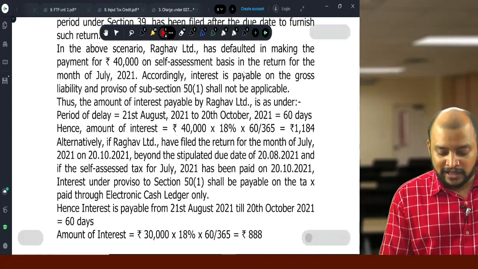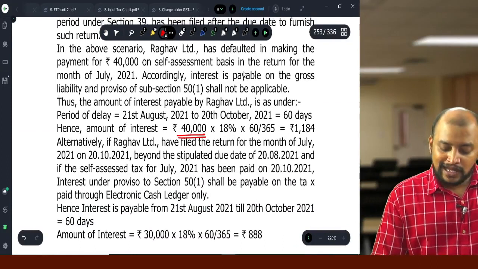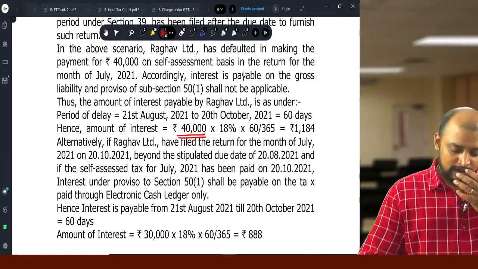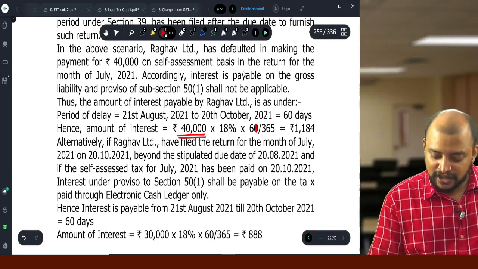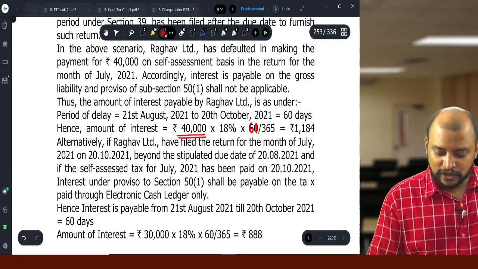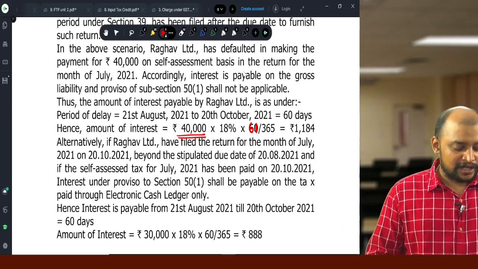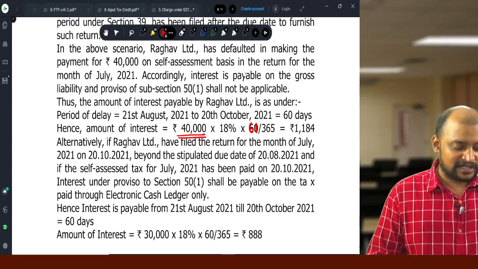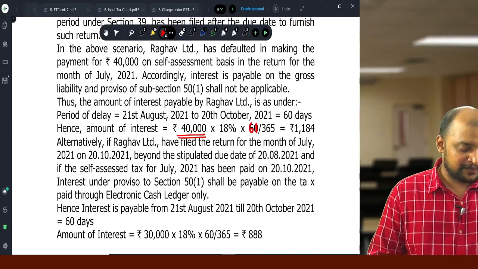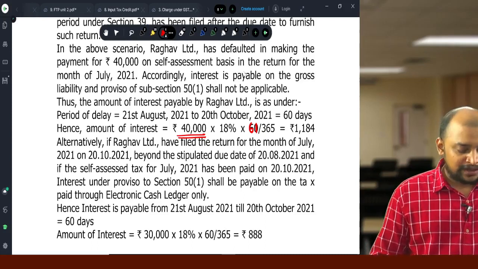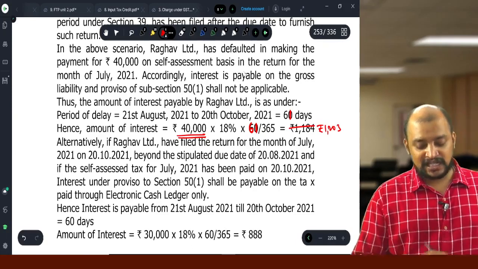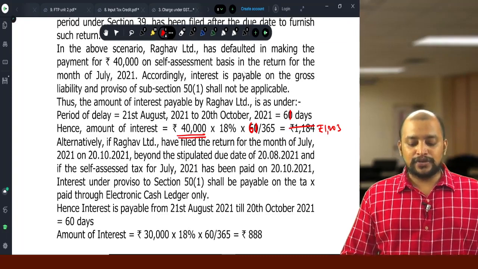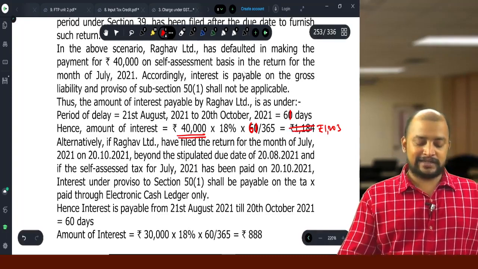So 40,000 into 18%, August 21 to 31. So actually 61 days should be taken. So 40,000 into 18% into 61 divided by 365. So that will be 1,203. 1,203 will be taken because the number of days will be 61 days in this case. So 1,203 will be taken as the interest.